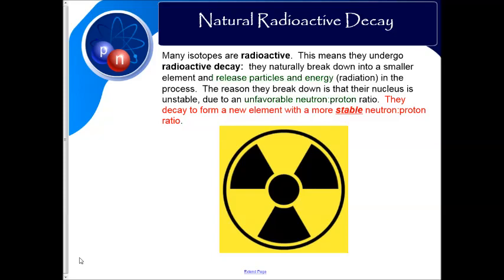Okay, so many isotopes are radioactive. This means they undergo radioactive decay. They naturally break down into a smaller element and release particles and energy in the process. Now, the reason that they break down is that their nucleus is unstable, and that's due to an unfavorable neutron to proton ratio. They will decay to form a new element with a more stable neutron to proton ratio.